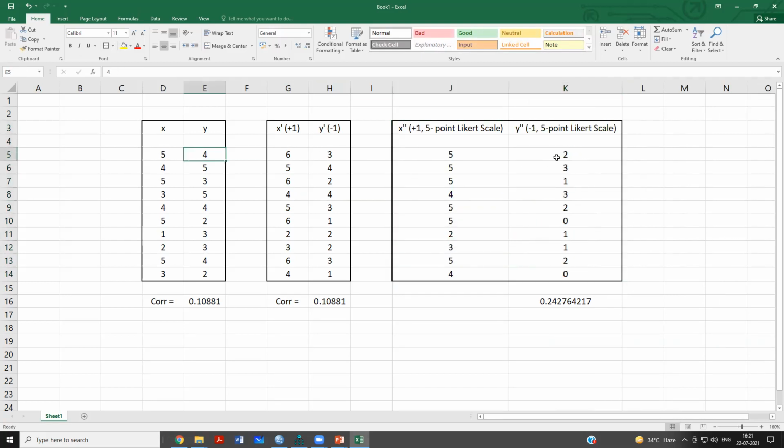So 4 becomes 3, 5 becomes 4, 3 becomes 2, 5 becomes 4, 4 becomes 3, 2 becomes 1, 3 becomes 2, 3 becomes 2, 4 becomes 3, and 2 becomes 1. Okay, so this is again minus 1. So the same series that is here is also here. Now look at what has happened to the correlation. Correlation, my friends, has actually gone up even though there is a systematic bias, right?